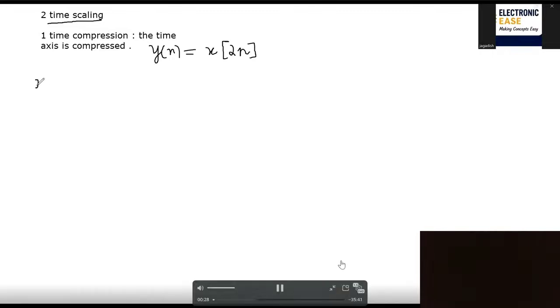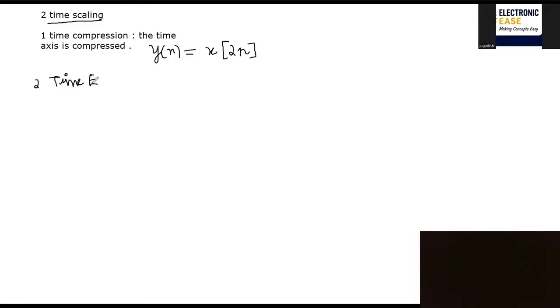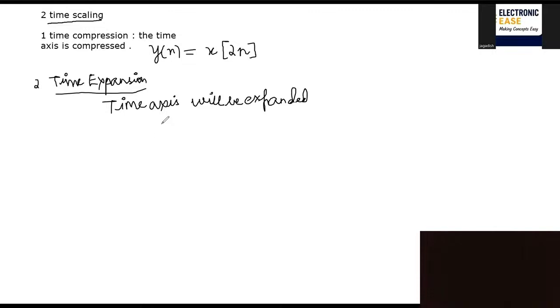Next, the second one will be the time expansion. So in the time expansion, what happens, students? The time axis will be expanded. So for this, what happens? That is, y of n is equal to x of n by 2.